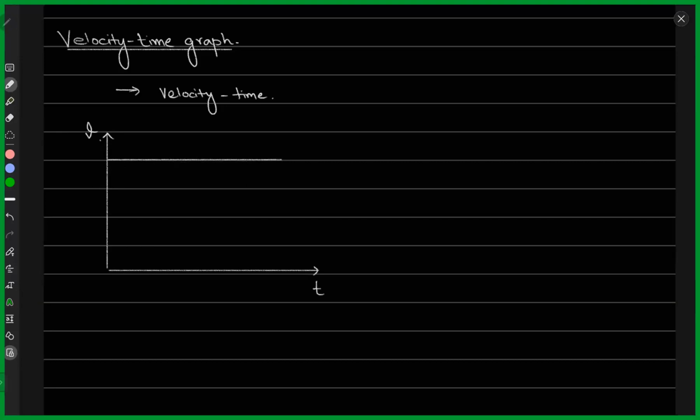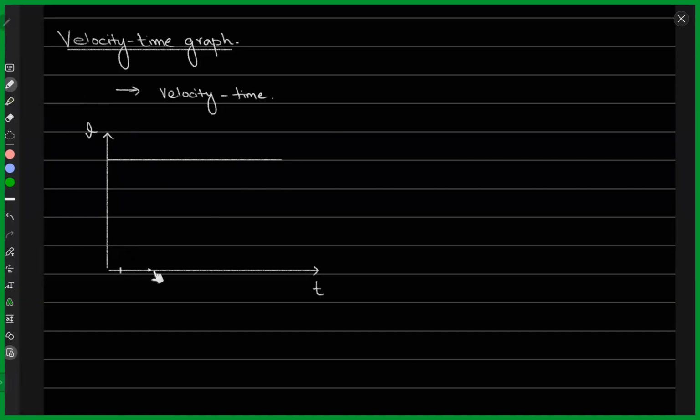Now, the ideas are still similar to what we discussed in displacement time graphs. We'll see how we apply the same ideas here. So for example, if this is velocity and this is time, what is this graph telling you about the velocity of the object? Anyone?